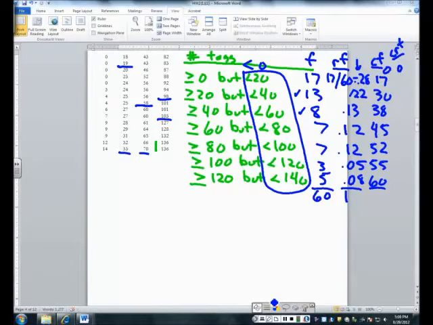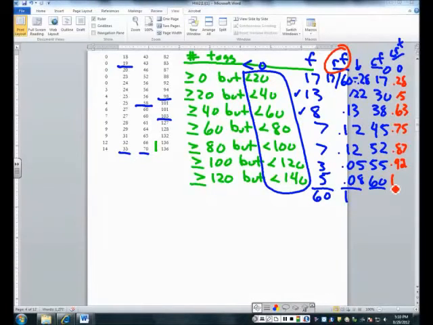Let me change the color of this. 0.28, getting the things in this column, plus 0.22 will be 0.5, plus 0.13 is 0.63, plus 0.12 is 0.75, plus 0.12 is 0.87, plus 0.05 is 0.92, plus 0.08 is 1. And so these are just proportions, so the proportion of values less than 140 is 1.